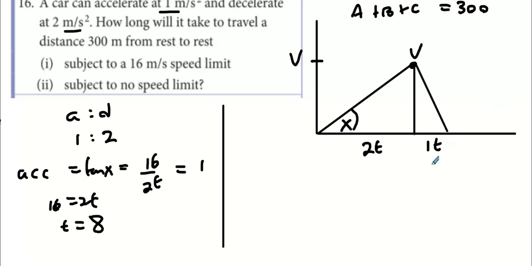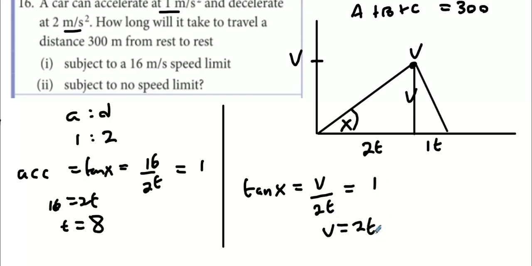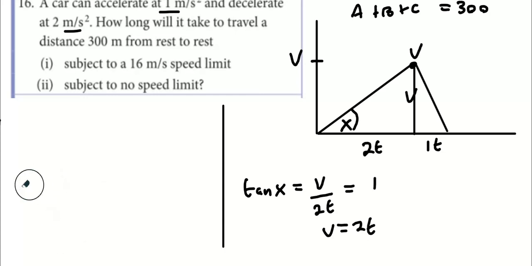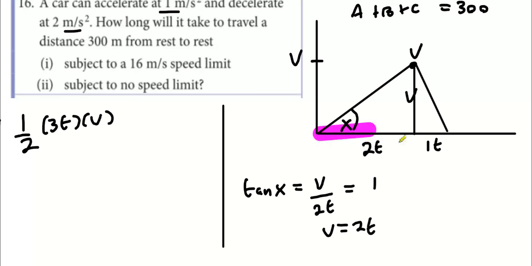Now, we have a play here. The play is that tan x equals, anybody? V over 2t, and the acceleration is 1, this implies V equals 2t. All right. Now, what's the area of the full thing? It's the area, lads. A half 3t multiplied by V. Everybody cool with that? 3t for the entire base, V for the perpendicular height. What I'm going to ask you next is, what is the area of the triangle?